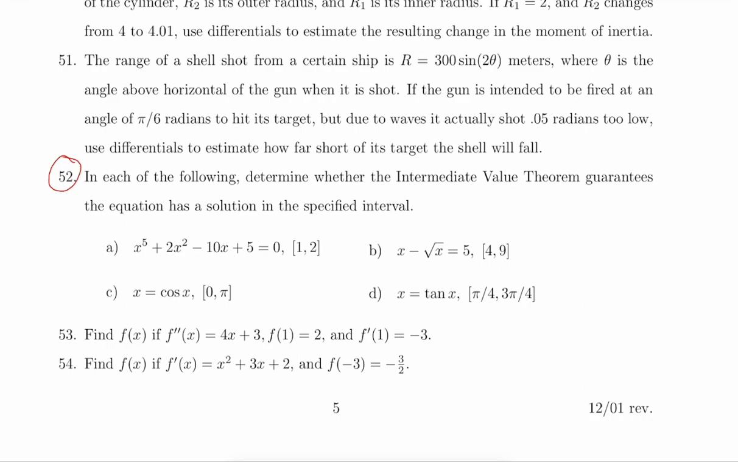Everybody jump to 52. It says, in each of the following, determine whether the intermediate value theorem guarantees the equation has a solution in the specified interval. What the intermediate value theorem says, if you have a function that's continuous, so you could draw it without ever lifting your pencil, if it is positive, and then if it is negative, there has to be a 0 between that because you didn't lift your pencil, okay?